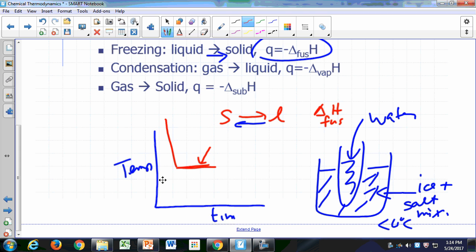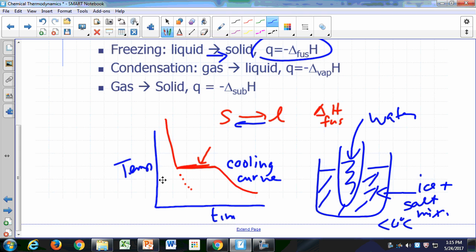So why does this flatten out? The reason is that as the liquid is converting into a solid, it's releasing heat. So the temperature won't go down as fast as you would expect if it wasn't generating heat. And then after everything's frozen, that's the only time when your temperature starts to drop again. This is the way you would determine the freezing point of a liquid. This is called a cooling curve.